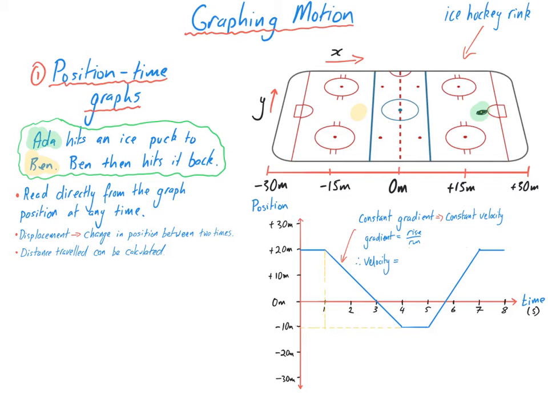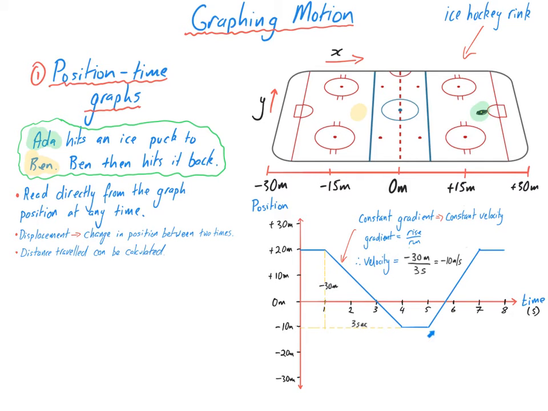Now the velocity is going to be the gradient of this section of our graph, which is just calculated by rise on run. So here we see that the rise is actually a fall in our line, meaning we have a negative rise of 30 metres divided by a run of 3 seconds. This gives us a velocity of -10 meters per second.